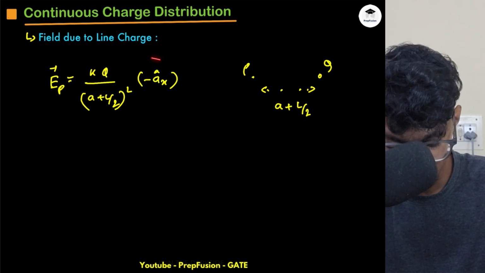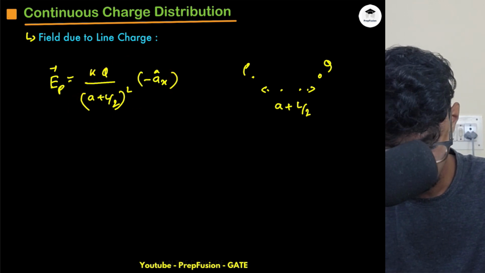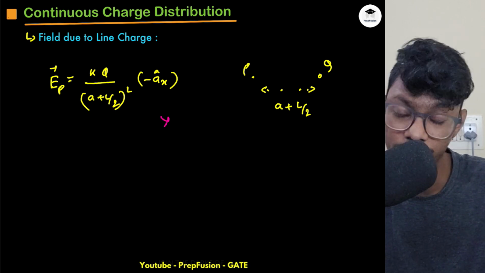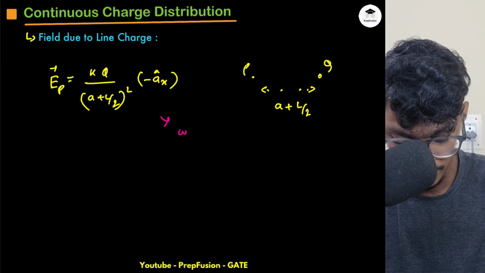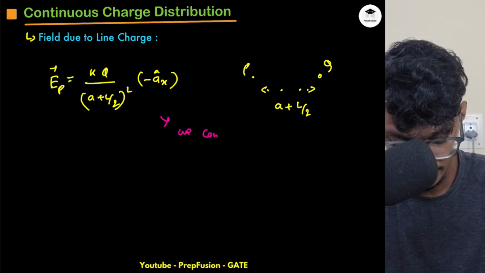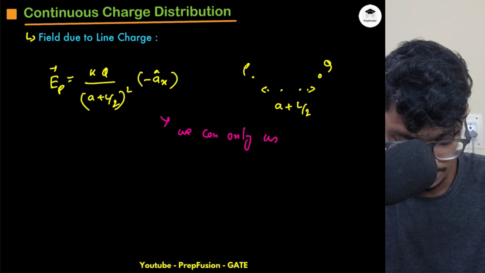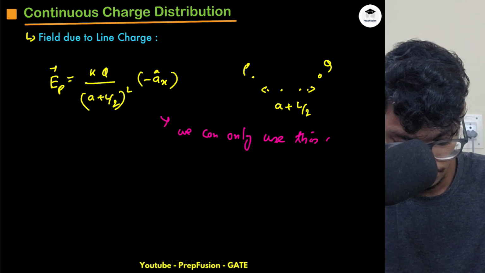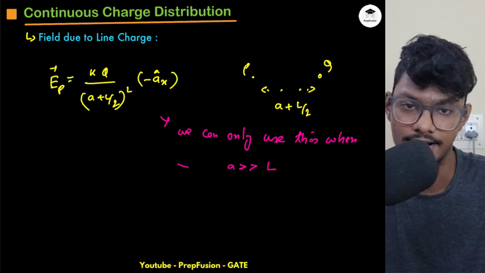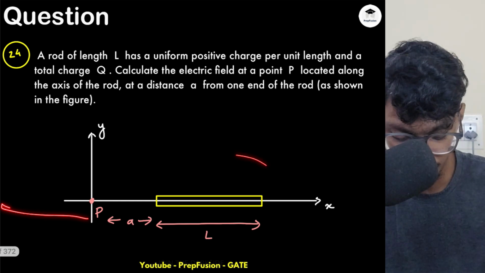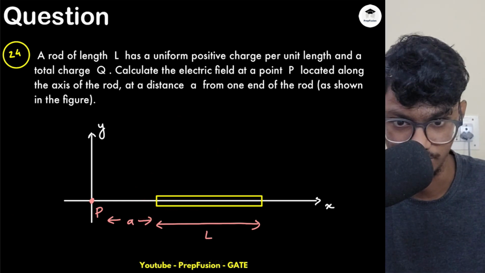Now this portion is actually wrong. Like we use this concept in center of mass, if you remember perfectly. So this we can use only when A is very large compared to L. When I'm very far away from this rod, I can assume this as a point charge only.